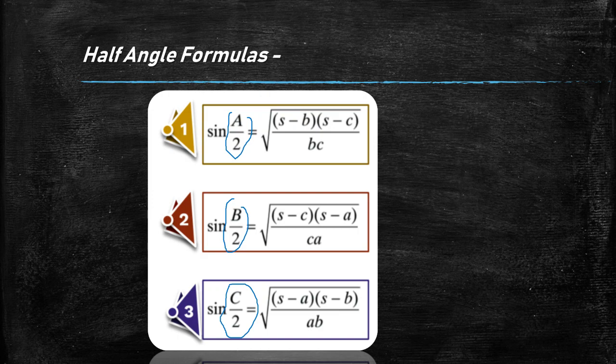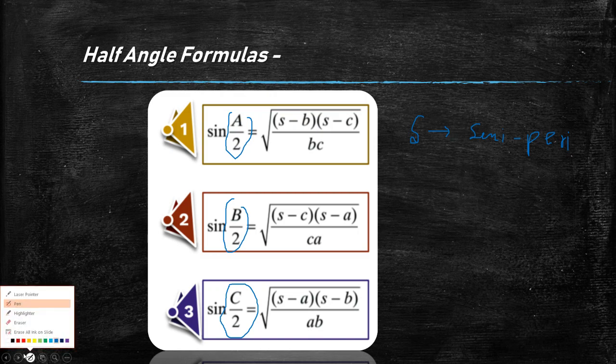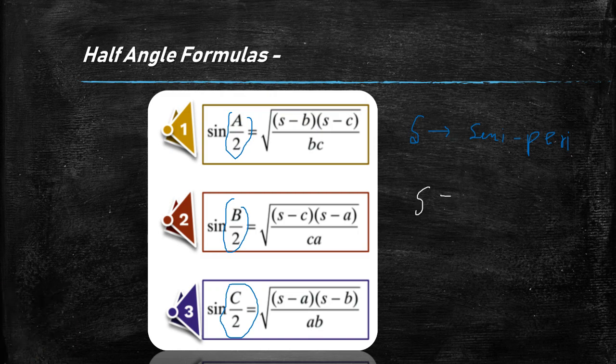Okay, so here also the symmetry is there. If we are finding sine of angle A by 2, then we will not include the small a, that is the side length a, in our RHS. So sine of A by 2 will be under root of (S minus B)(S minus C) by BC. Now what is my S here? Here my S is the semi-perimeter. I can write down the value of S as (A plus B plus C) by 2, that is the perimeter by 2.